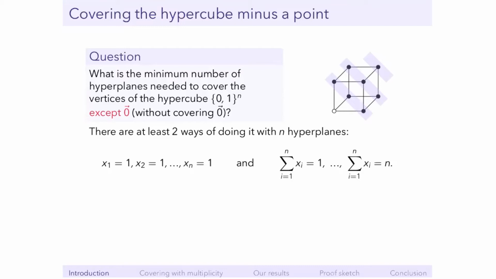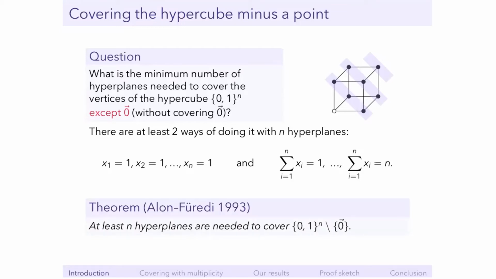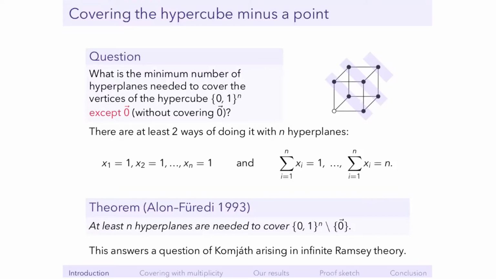If you think of both of these examples, and then you think harder and you can't do anything better, you could conjecture that n is the right answer. And that's true. This is the famous theorem of Alon-Füredi from the early 90s, that indeed you do need at least n hyperplanes if you want to cover all the vertices of the hypercube while not covering the origin. And again, this is actually a question that arises naturally. It arose in work related to infinite Ramsey theory, so infinite extensions of Rado's theorem, which I won't really talk about. But this is a natural question that can arise in other contexts in math.